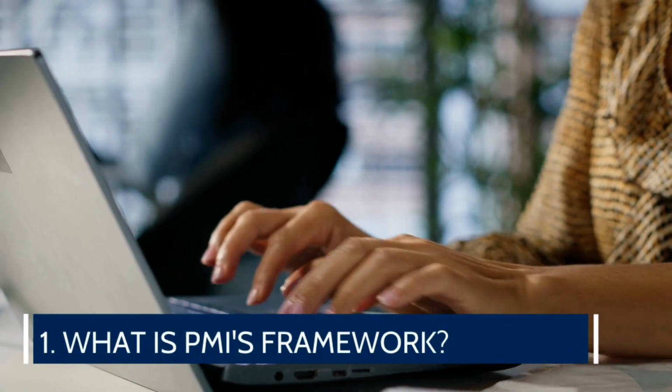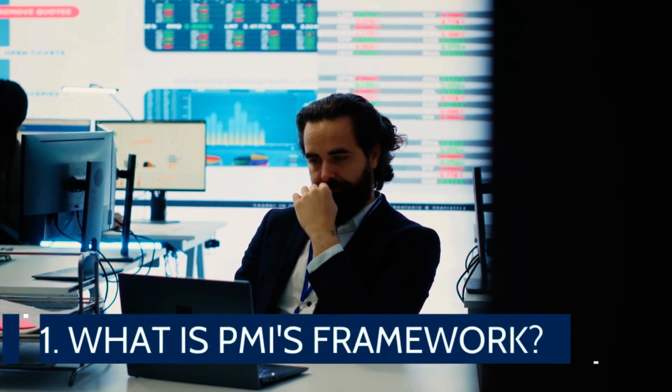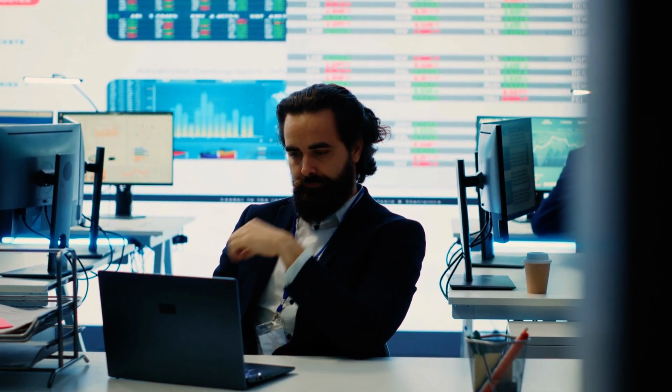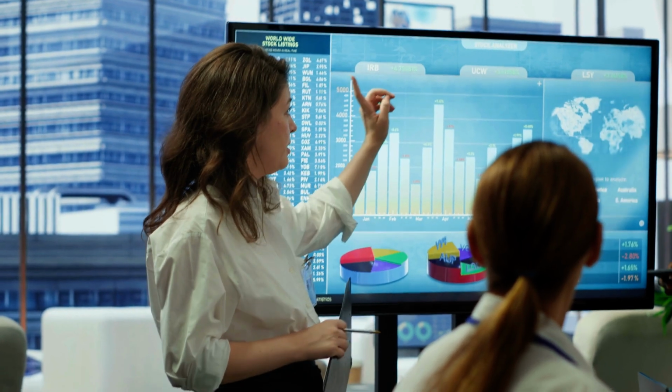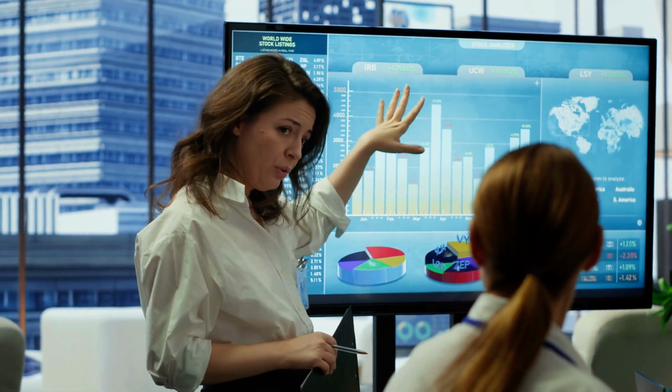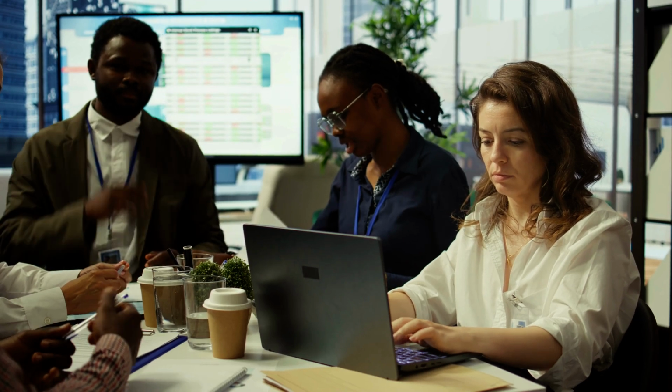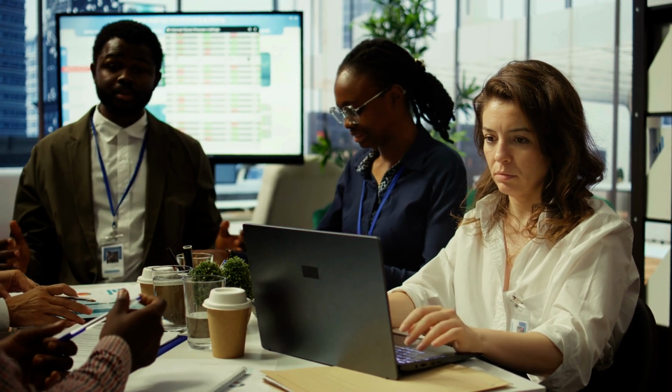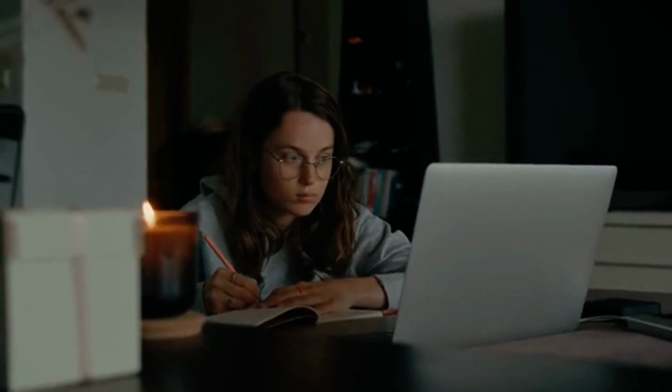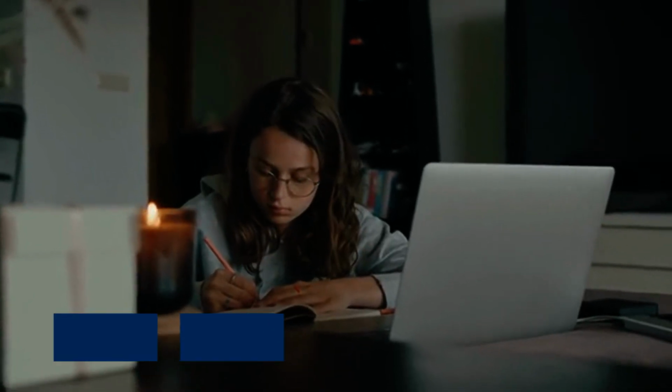1. What is PMI's framework? PMI's framework is a set of best practices, standards, and guidelines for managing projects. It's designed to ensure that project managers can effectively lead teams, mitigate risks, and deliver successful outcomes. The framework is built around 5 process groups, 10 knowledge areas, and 49 processes that guide a project from initiation to closure. The core idea is to provide a structured approach to project management while remaining flexible enough to be tailored to different industries and projects.